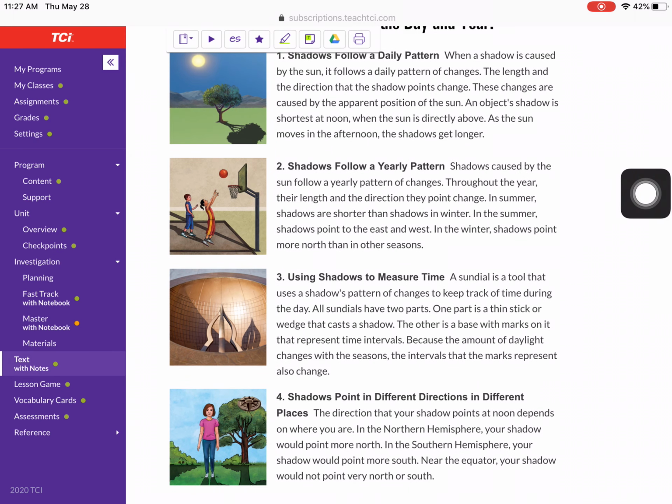Number 2. Shadows follow a yearly pattern. Shadows caused by the sun follow a yearly pattern of changes. Throughout the year, their length and the direction they point change. In summer, shadows are shorter than shadows in winter. In the summer, shadows point to the east and west. In the winter, shadows point more north than in other seasons.